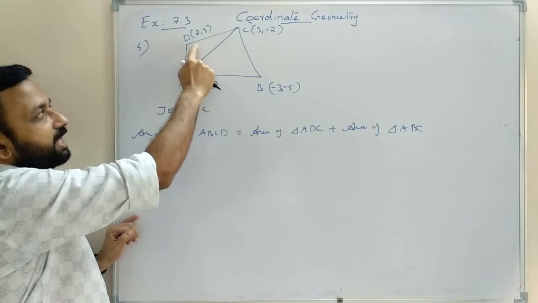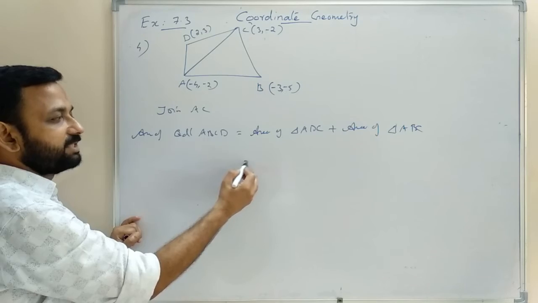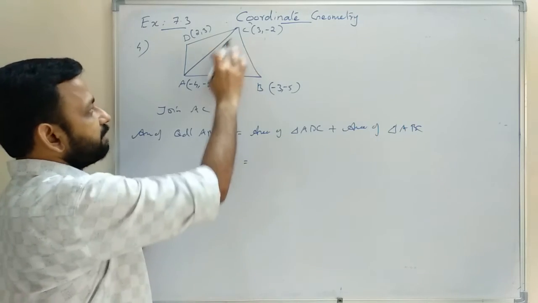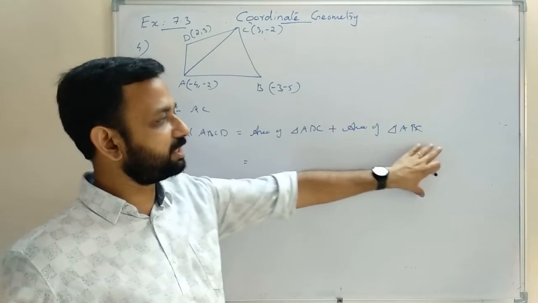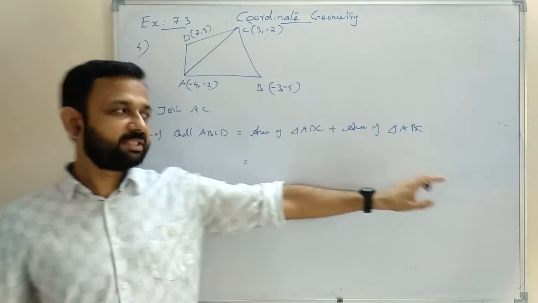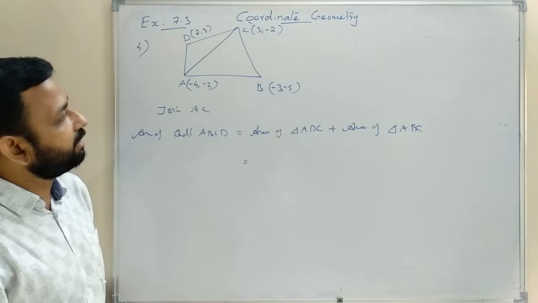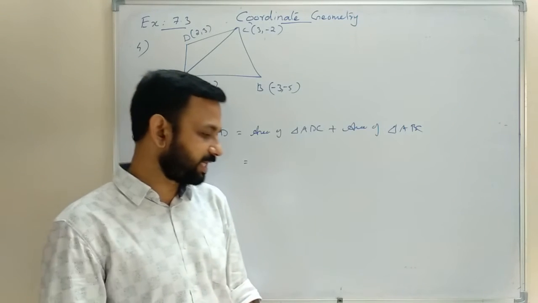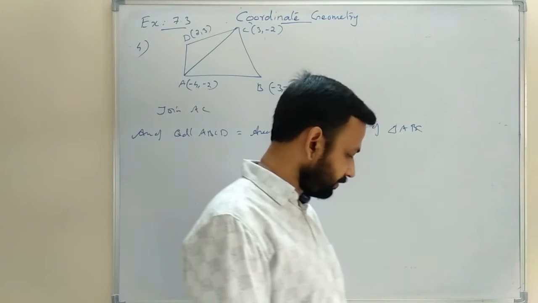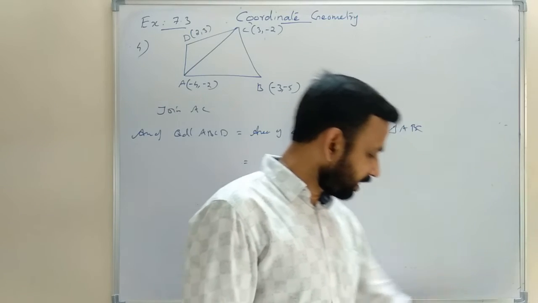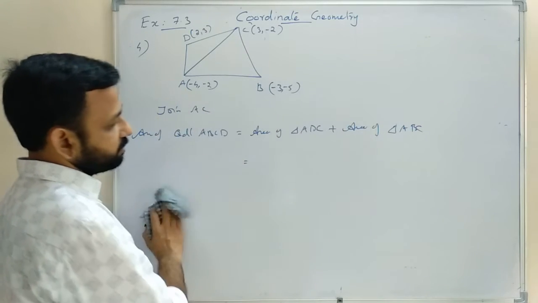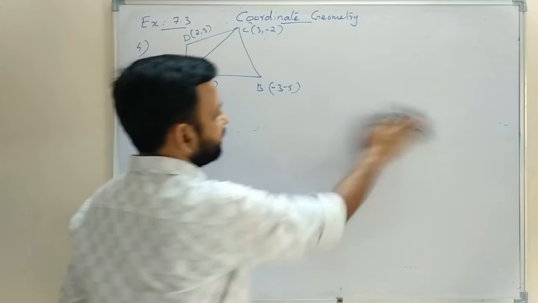The area of this triangle we can find by using that same formula. Then the area of this triangle again we will find by using the same formula. Then the sum of those two areas will be the area of quadrilateral ABCD. So we can easily find its value. You can complete this question. Question number 5 we are going to do now.